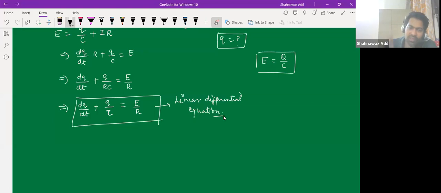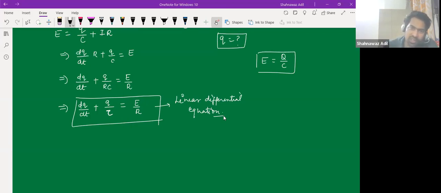So have you guys reached this differential equation? You have mathematics, right? Tarif and Shavez, you guys have mathematics, right? Yes, sir. Have you reached this topic, linear differential equation? Yes.